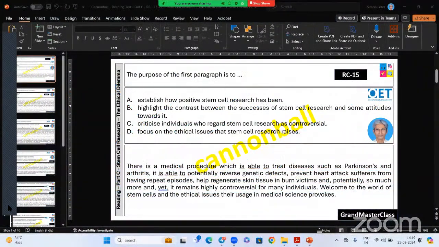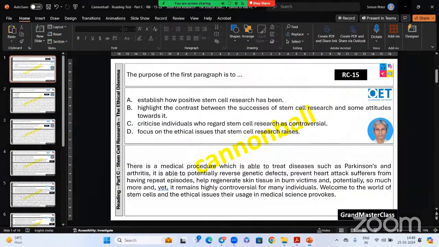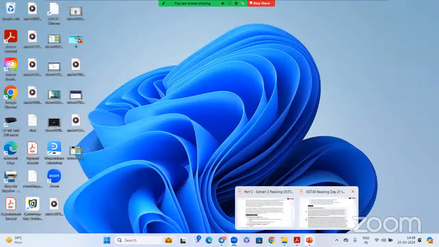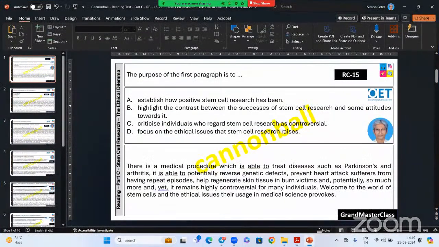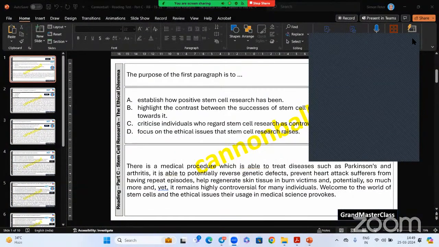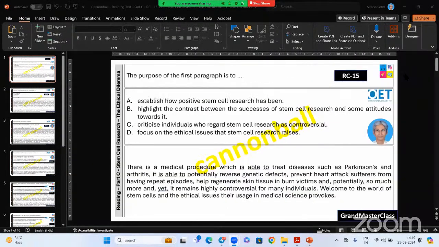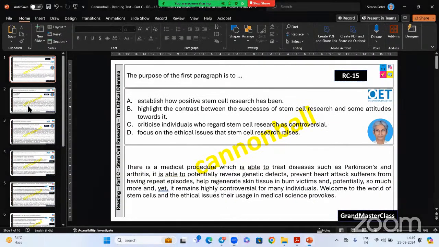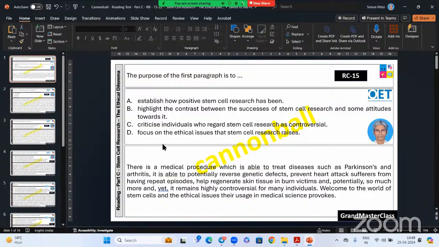Clear drawings. Yeah. So now let us see. Next, we are moving to the next question. Five people are there. Good. So, second question.